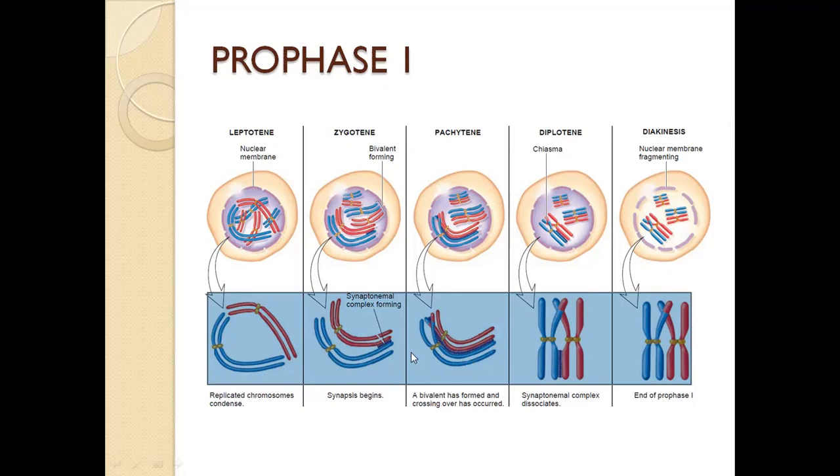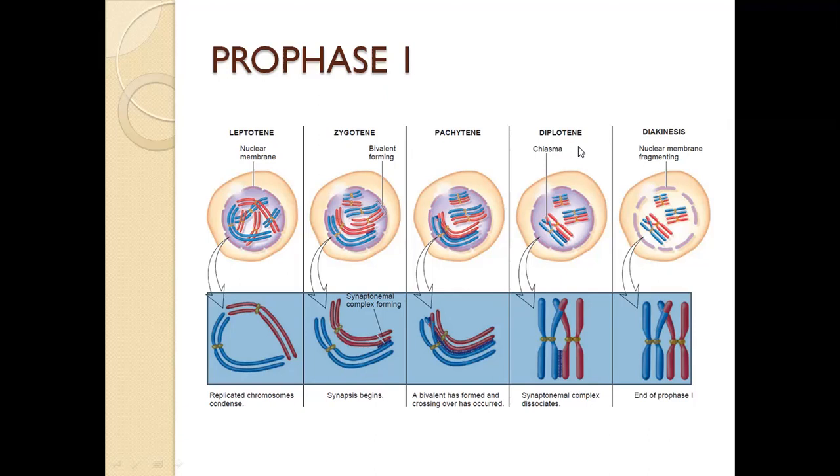So remember, when the synaptonemal complex forms, we get a bivalent or tetrad chromosome. That means that this chromosome is going to have 4 sister chromatids: 1, 2, 3, and 4 sister chromatids.